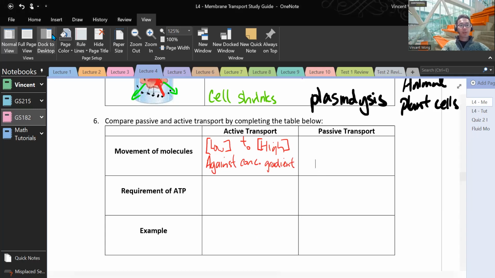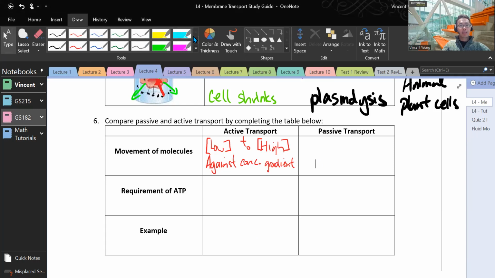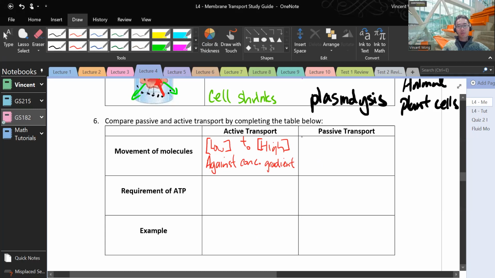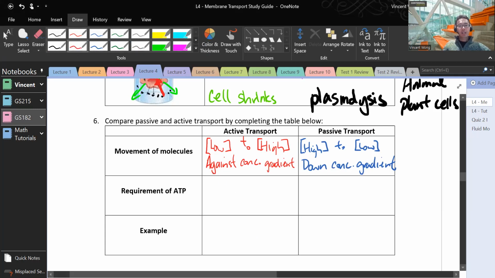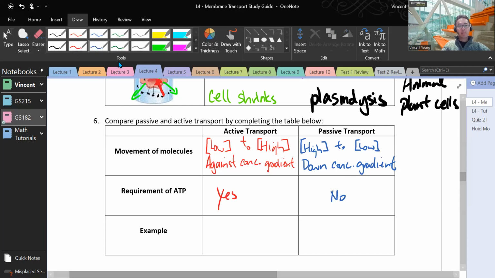Whereas passive transport goes from high concentration to low concentration. Okay, which is going down the concentration gradient. For active transport, yes, you do require ATP. And for passive transport, no ATP is required.